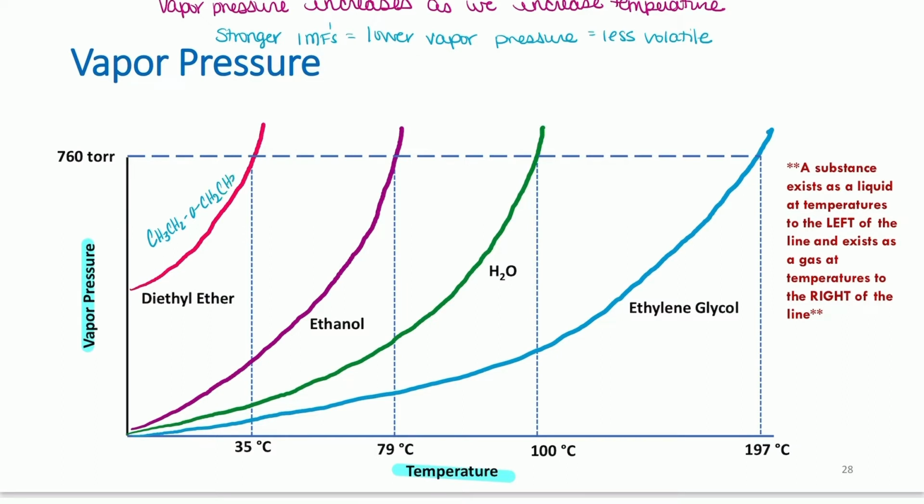If you want to see it drawn out, go back just a little bit to the previous slide, we did that. Ethanol has a CH3, CH2OH. Water, of course, we know. And ethylene glycol, we also just drew out.